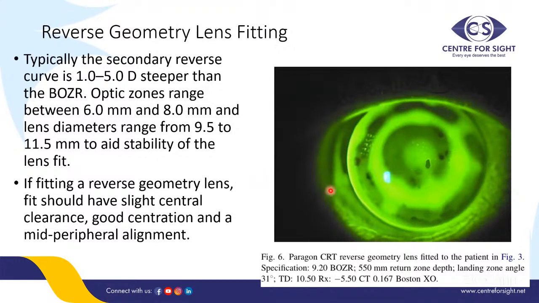So this is an example of a picture with the Paragon CRT reverse geometry lens, and these are the specifications of the lens the patient was fitted with. It has been taken from the Steel review.